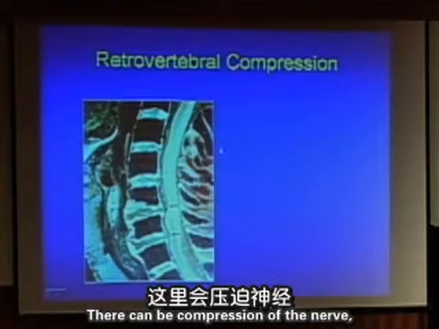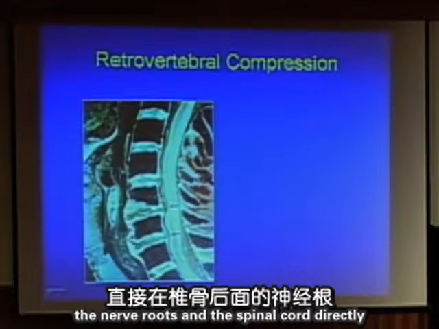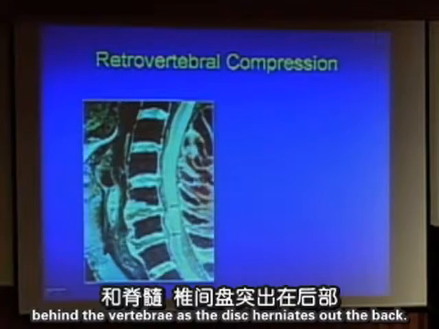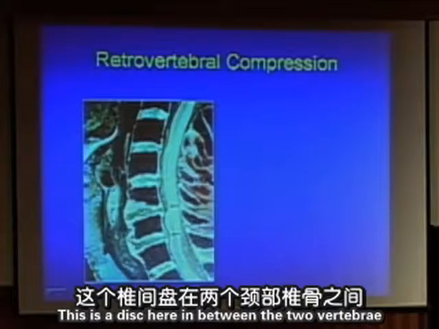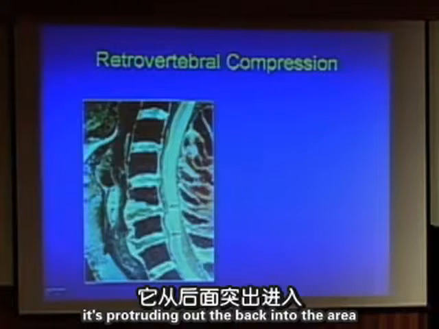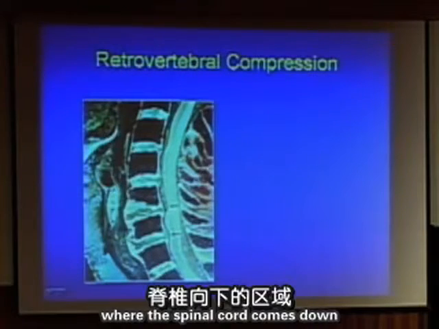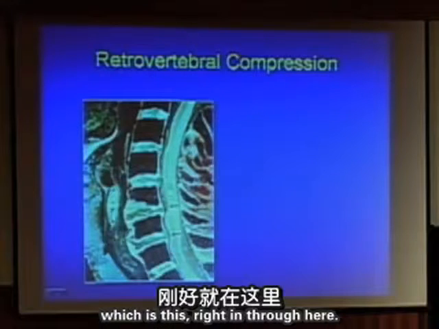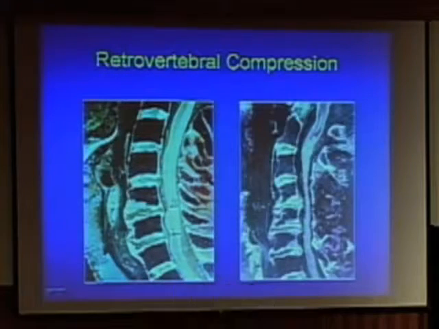There can be compression of the nerve roots and the spinal cord directly behind the vertebra as the disc herniates out the back. This is a disc here in between the two vertebrae in the cervical spine. We can see that it's protruding out the back into the area where the spinal cord comes down, which is this area right in through here.